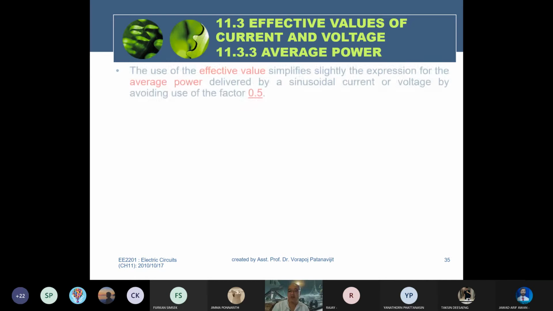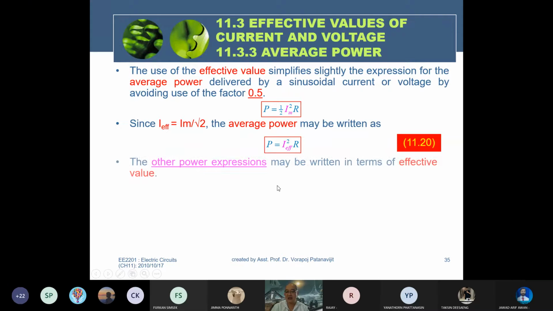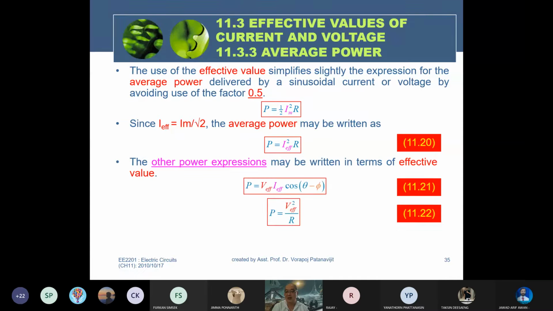Next one, the average power. The use of the effective value slightly simplifies the expression for the average power delivered by a sinusoidal current or voltage by avoiding use of the factor 0.5. Therefore, since the I effective is equal to 0.7 Im, the average power may be rewritten into this form in terms of the I effective, or expressed in terms of the Im. The other power expressions may be written in terms of the effective value.